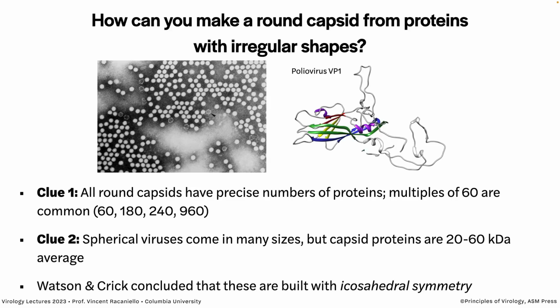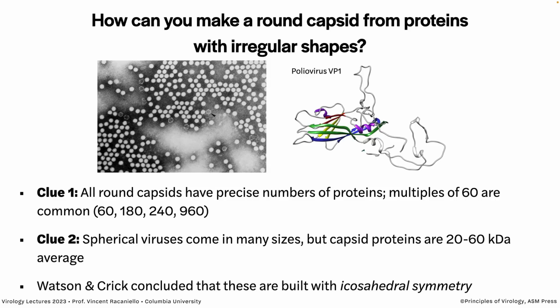Well, again, this is what Watson and Crick figured out. So just an example, that's poliovirus on the left, spherical virus. That's one of the viral capsid proteins. It's not spherical. So how do you build a spherical virus from that? And there are a couple of clues that Watson and Crick went by. First, all the round capsids have precise numbers of proteins, typically multiples of 60. Not always, but typically like 60, 180, 240, and 960. And secondly, the spherical viruses can be tiny or intermediate or really big, but the capsid proteins are always roughly 20 to 60,000 Daltons in molecular weight.